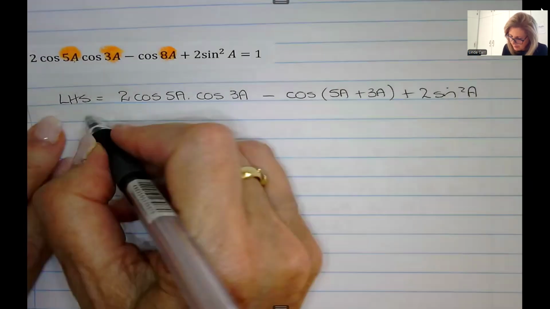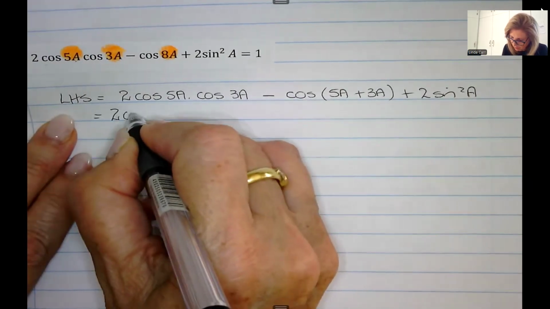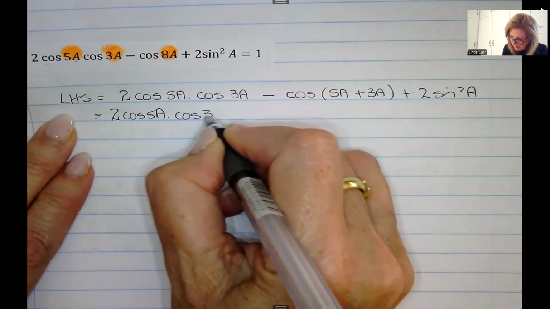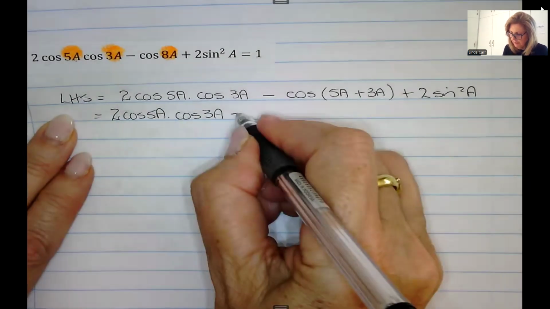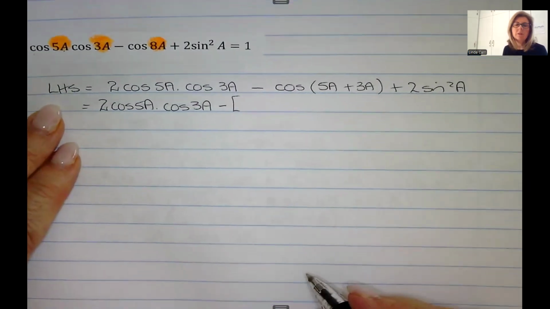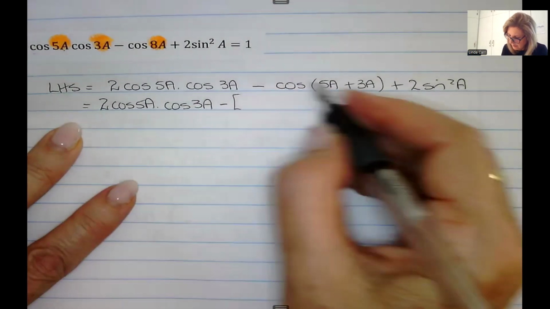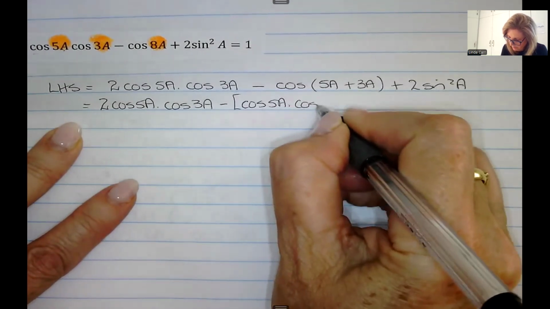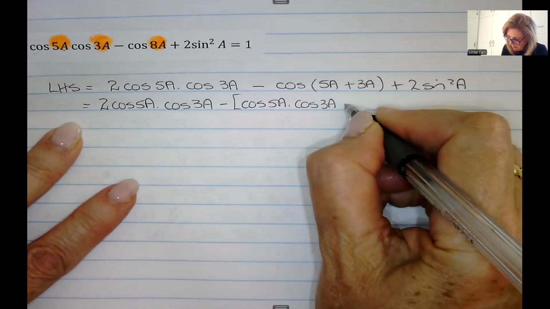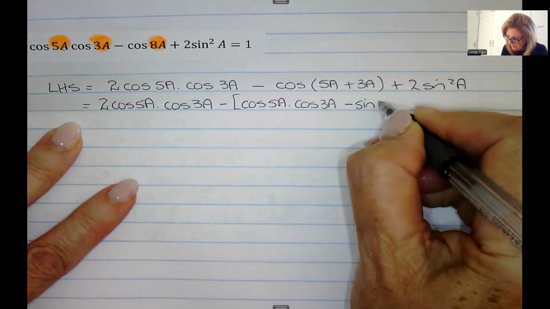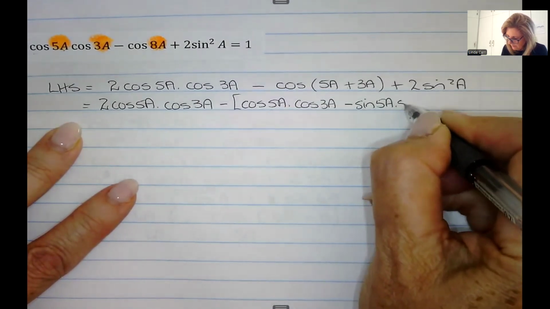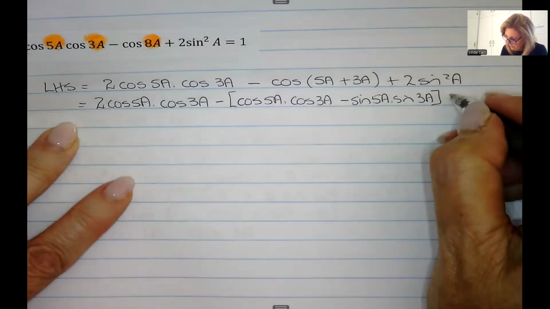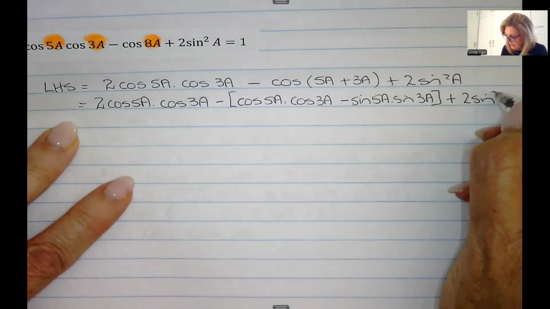Okay, and this is going to be scary now because we're going to have to expand. And often when you expand, you feel like you must be doing the wrong thing because the question gets so long. So it's going to be cos minus sine. And that poor little 2 sine squared A is just hanging on there.